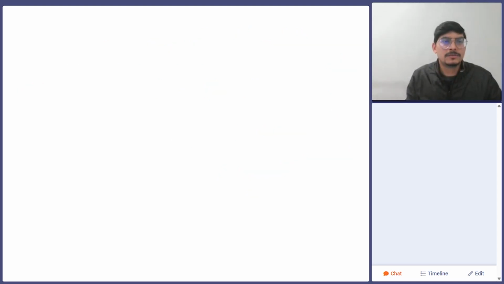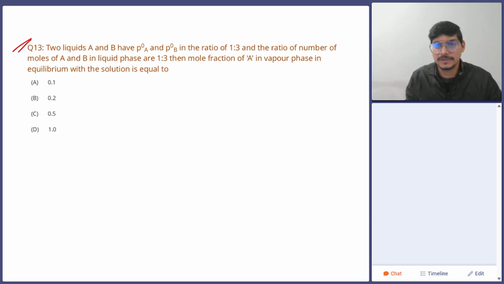Moving to the next question. Two liquids A and B, they have P0A and P0B in the ratio 1:3. So for simplicity, let us just keep them 1:3. Why make it complicated? The ratio of the number of moles of A and B are also in the ratio of 1:3. So you understand the mole fraction of A is 1/4 and the mole fraction of B is 3/4.